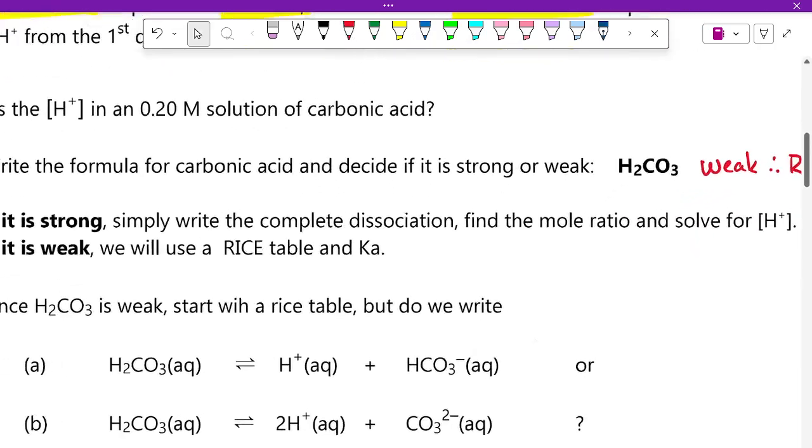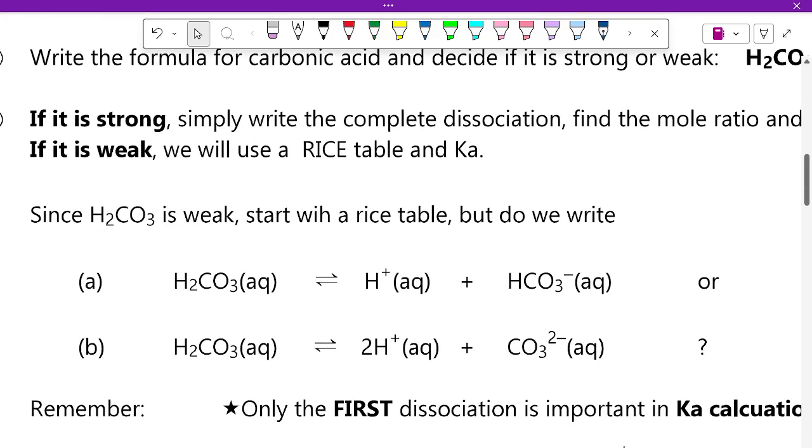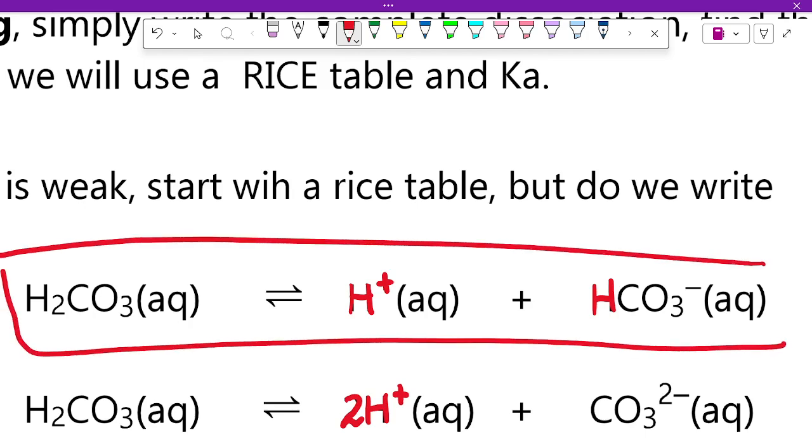So if it were strong, you would just write the dissociation and use the stoichiometry, okay? I think you guys are pretty good at that at this point. So since it is weak, we start with the Rice table, but which one do we write? Do we write H2CO3 goes to a single H+ and HCO3 minus, or do we write 2H+ and CO3 2 minus without the H? Which one? The top one. Okay, so you do not take off the second H.